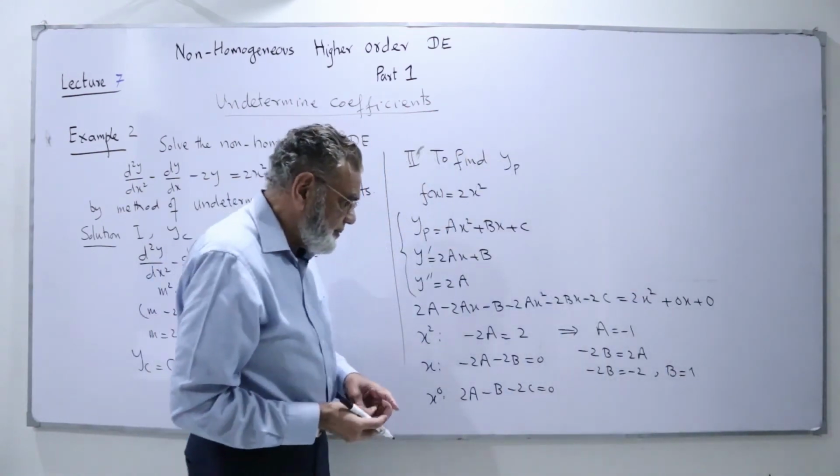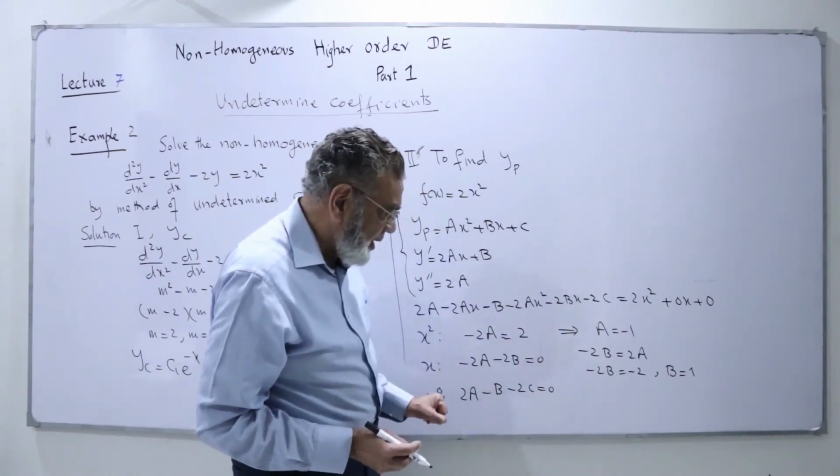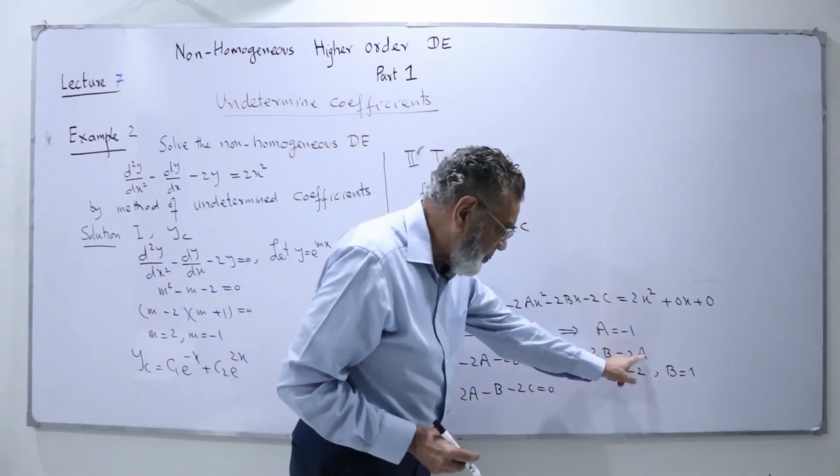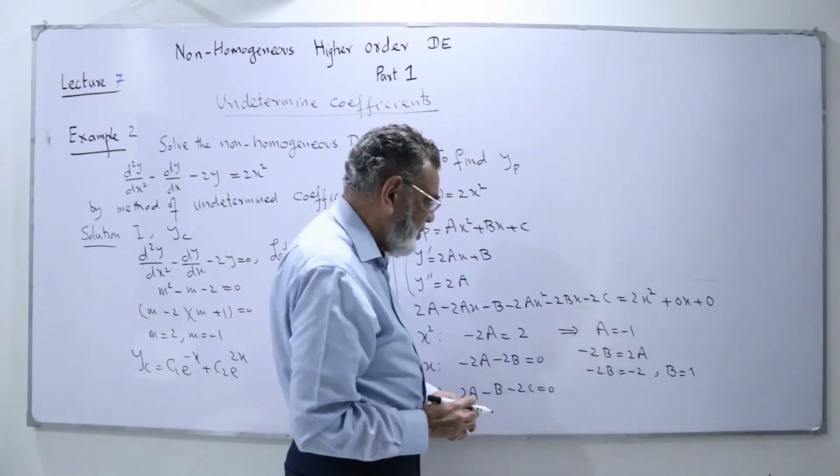Again, look here. I take 2a to the other side, we get minus 2b, this becomes positive. And now we have the value of a as minus 1, put minus 1, we get minus 2. Divide by minus 2, we get the value of b equal to 1.